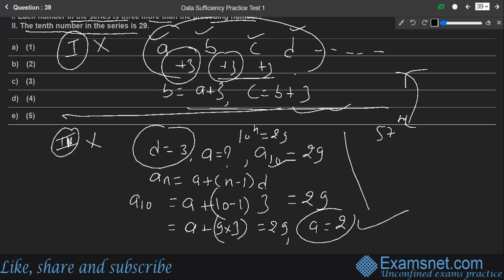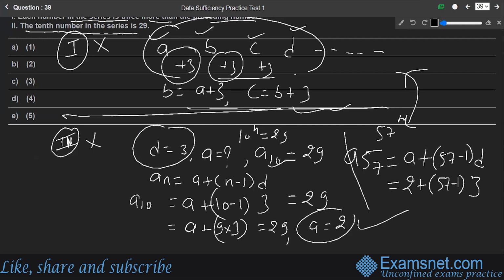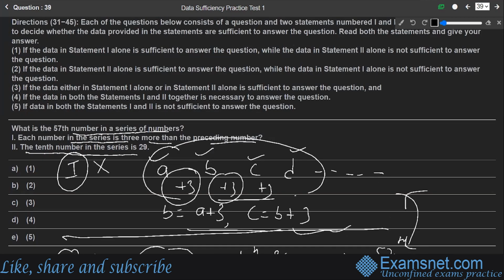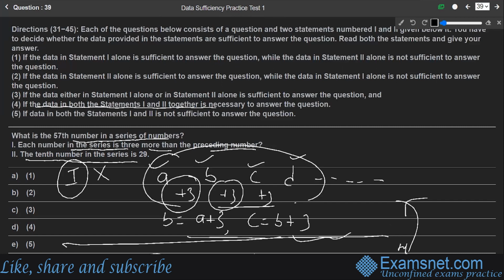We are supposed to find the 57th term. The 57th term is written as A57, which is A plus (57 minus 1) D, where we know the value of A and also the value of D, that is 3. So this mathematical expression can be solved and the 57th term can be easily found. So clearly, the data in both statements together is sufficient. That is option number 4, data in both statements together is necessary. So option 4 becomes the right answer, that is D.